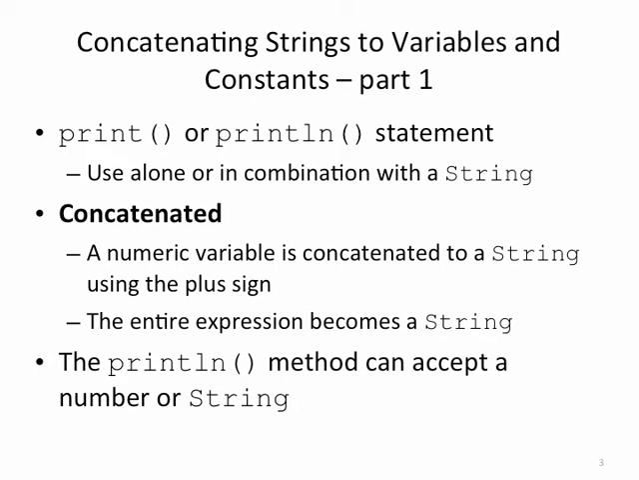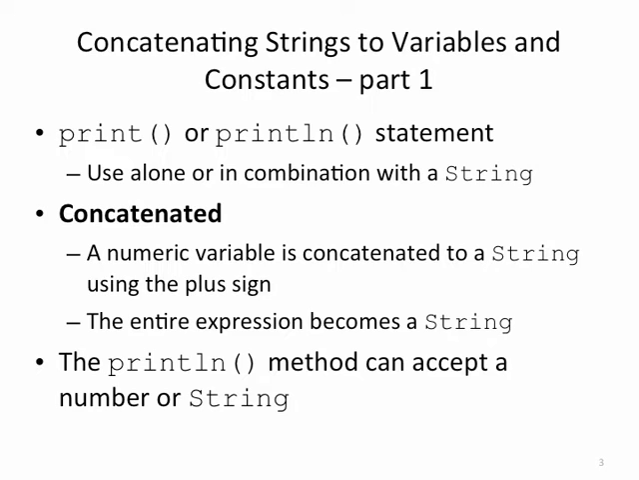Concatenating strings and variables and constants. So when we used a print or println statement, by the way, some people call that println or print line, what that does is it will print what is in the parentheses and then return to the beginning of the next line. The print statement without the ln just prints what's in parentheses and then stays right there. It does not go to the beginning of the next line. So it's useful if you want to print more than one thing on the same line.